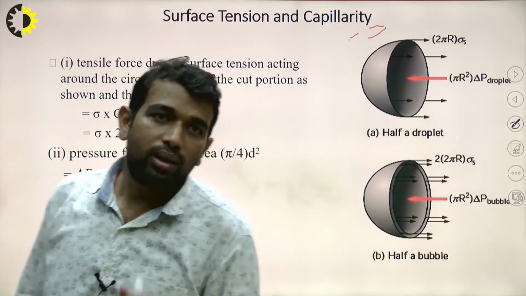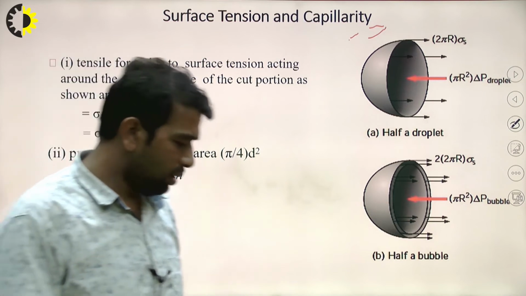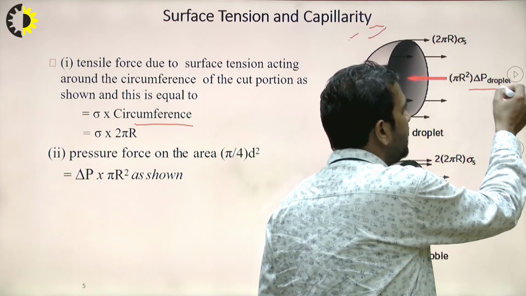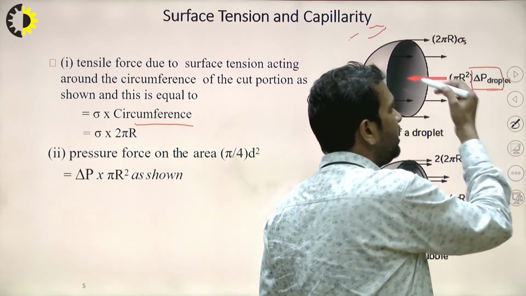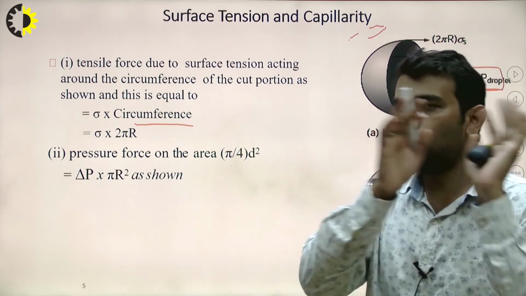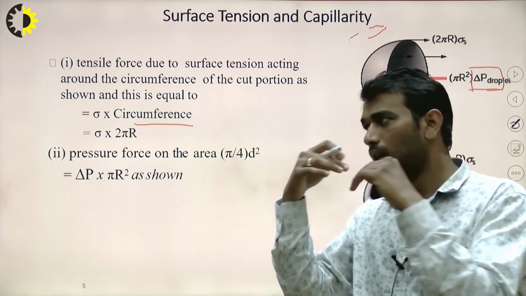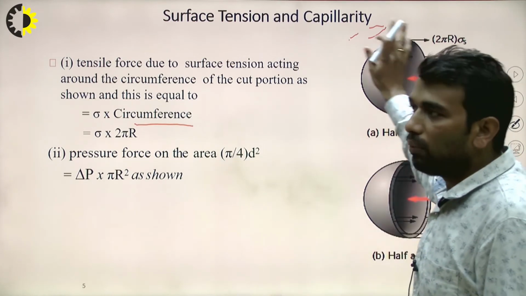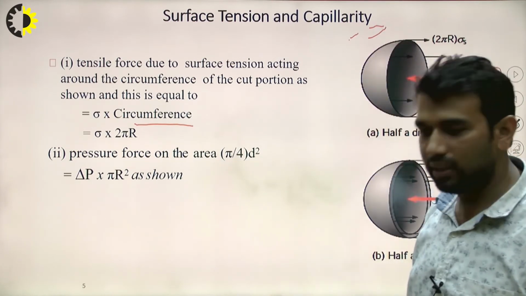So to understand that, we are going to get the difference of the pressure from the inside to the outside, which is del P. The difference in the pressure from the outside, that is atmospheric pressure, to the inside pressure of the droplet, that is del P.